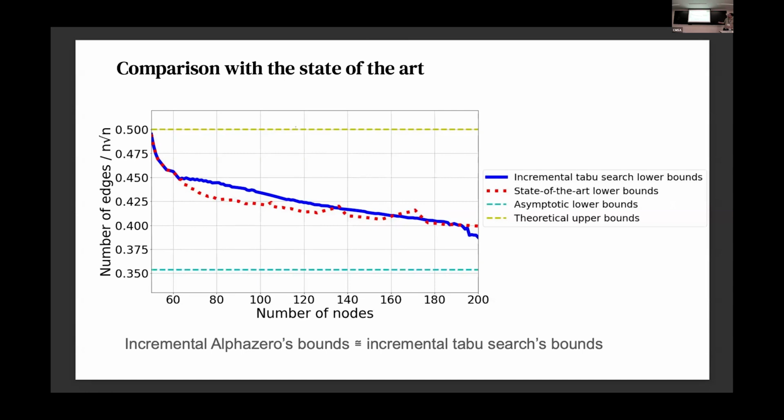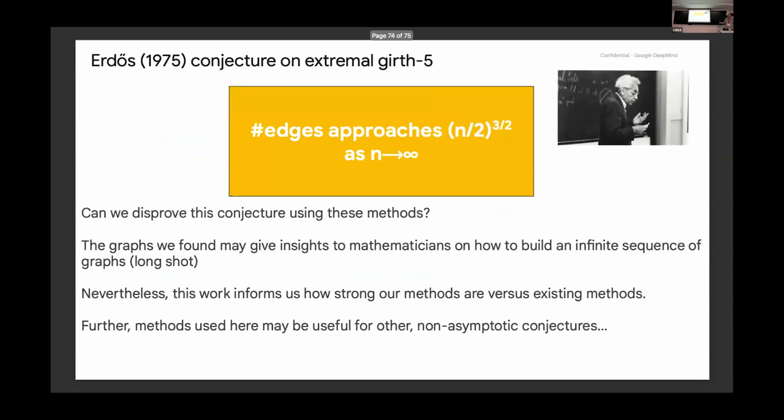And yeah, incremental tabu search and incremental AlphaZero got roughly similar results. I haven't shown them because they would be really identical, except for two or three sizes. So maybe we can discuss a little bit. Can we disprove this conjecture using these methods? Probably not. When we started this project, we thought that maybe the graphs would give insights to mathematicians to generalize, to build an infinite sequence, because for disproving, we need an infinite sequence. But honestly, these graphs are so complicated and so hard to understand that it would be very hard for a mathematician to come up with a pattern in this.